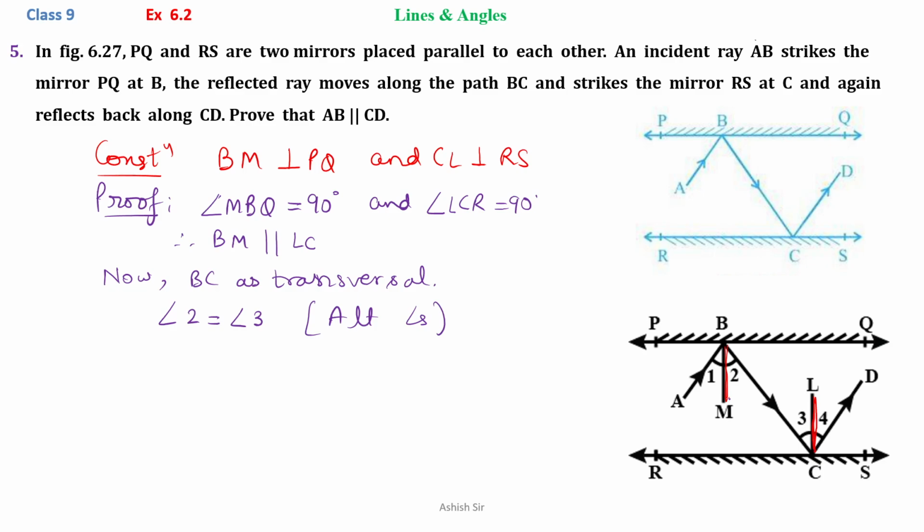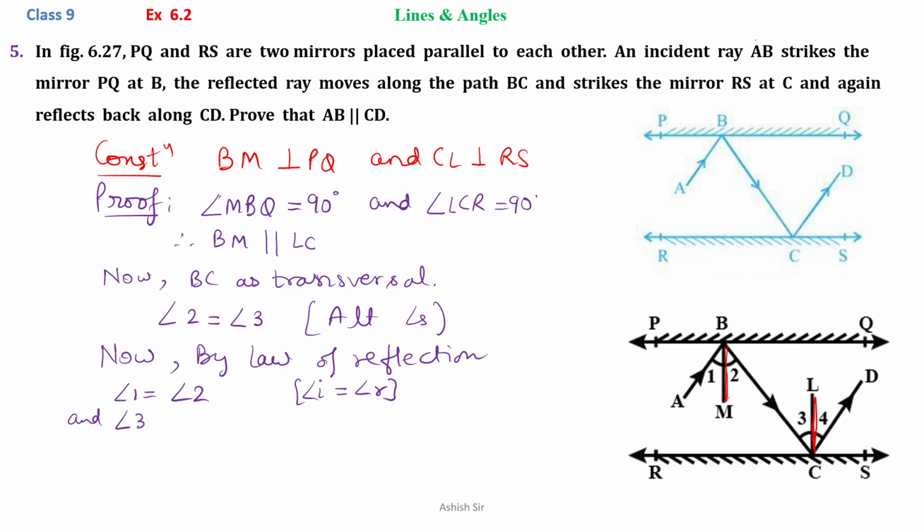Now we know that by law of reflection, angle 1 will be equal to angle 2, as the law says angle i equals angle r, that is, angle of incidence is equal to angle of reflection. Similarly, angle 3 will be equal to angle 4. Angle of incidence equals angle of reflection.